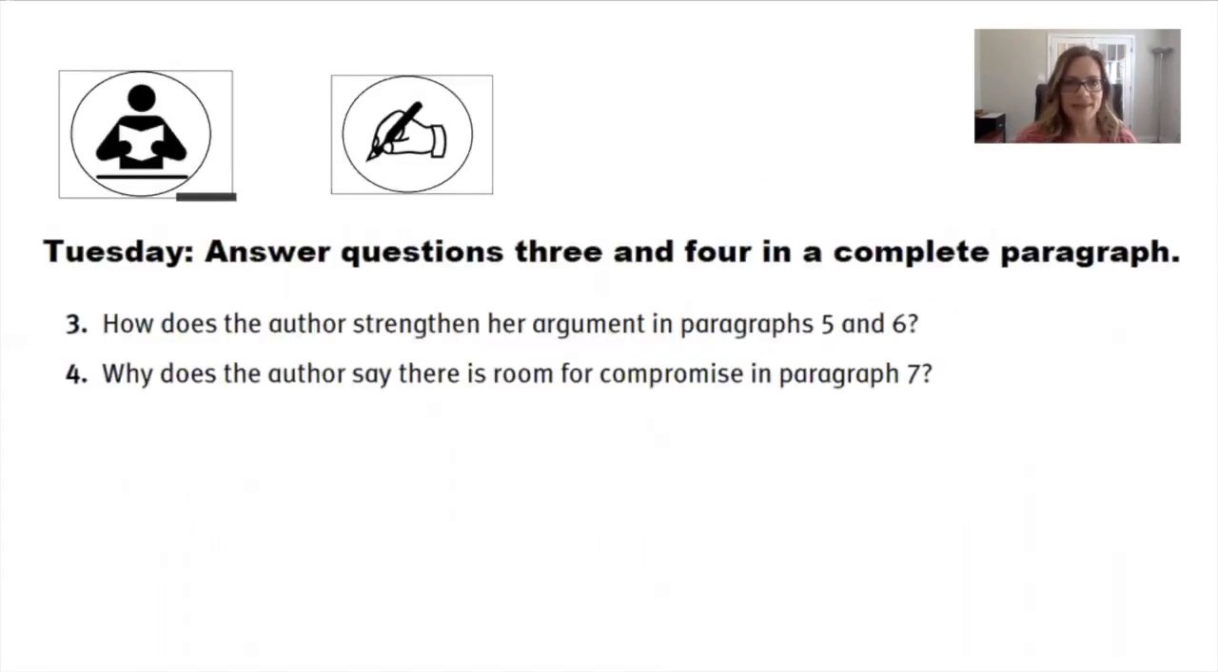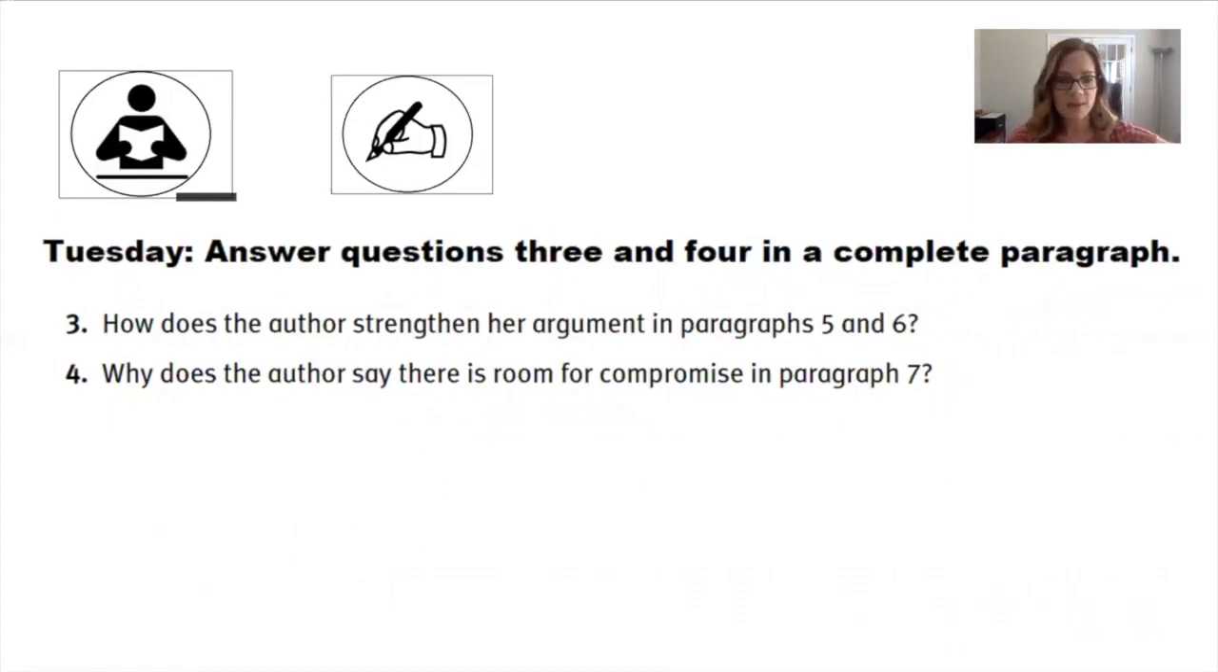Okay. Moving on to Tuesday. For Tuesday, we had 2 other questions to answer. Question number 3, how does the author strengthen her argument in paragraphs 5 and 6? And then question 4 asked, why does the author say there is room for compromise in paragraph 7?